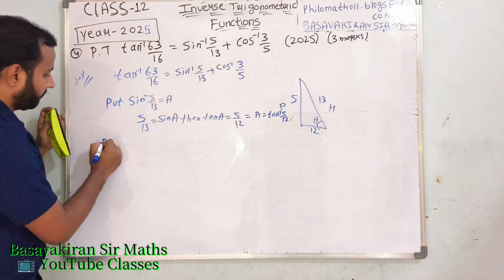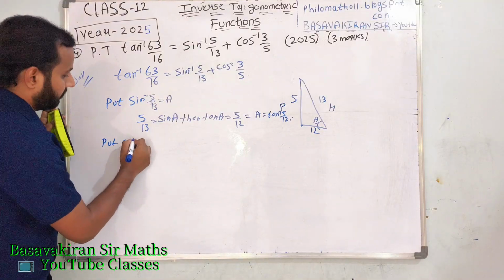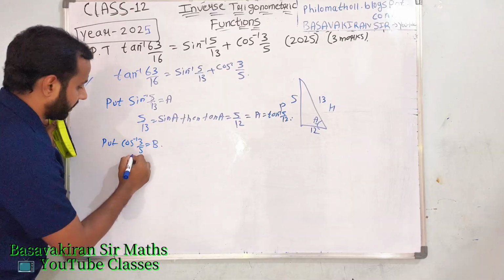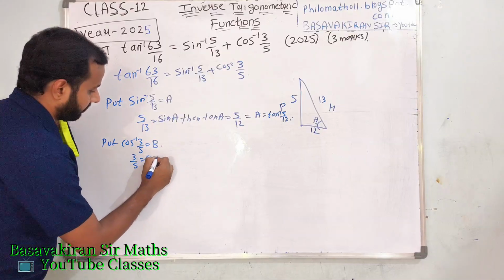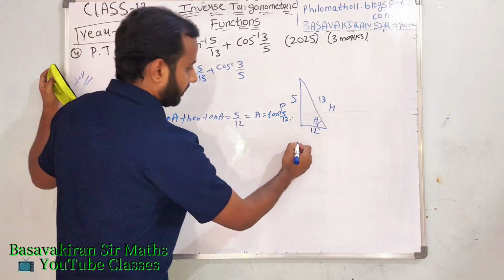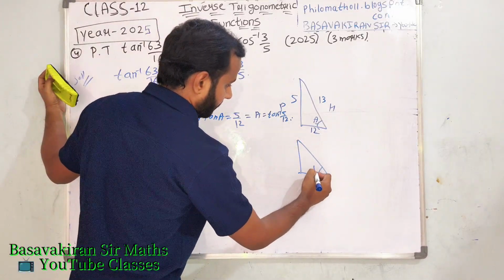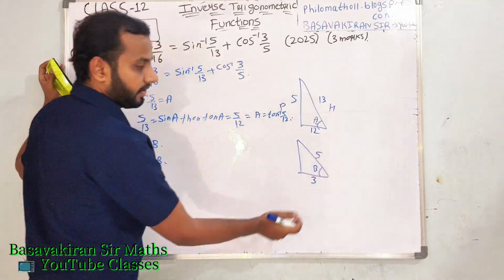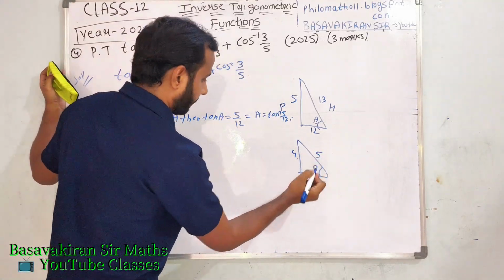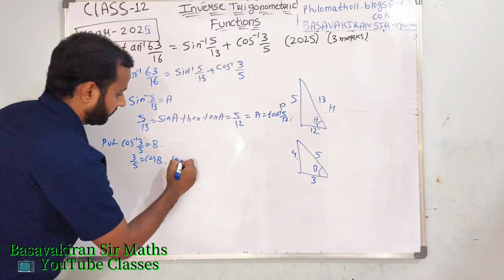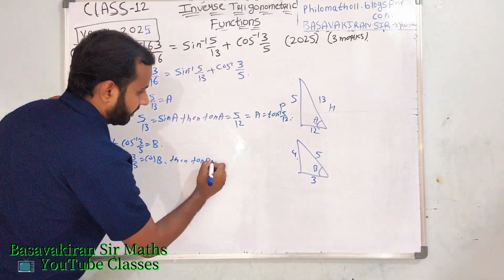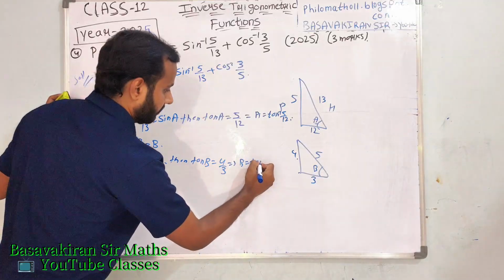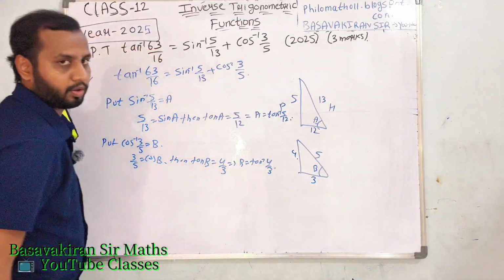Right? One more. Put cos inverse of 3 by 5 equals b, then 3 by 5 equals cos b. If cos b is 3 by 5, then cos ratio is b by h. Whenever it is 3 and 5, one more side will be 4. Then tan b will be 4 by 3, which implies b equals tan inverse of 4 by 3.